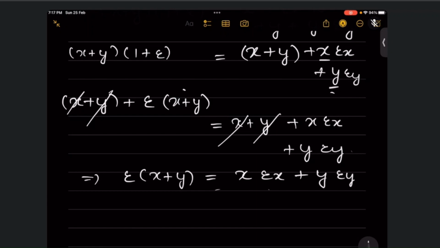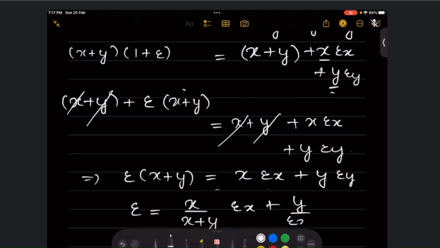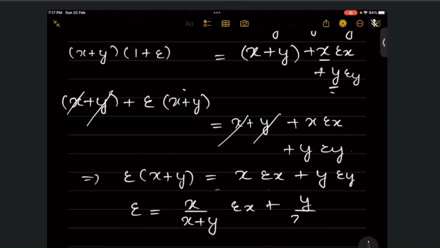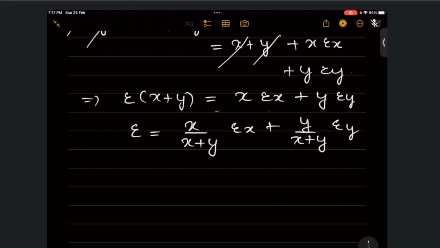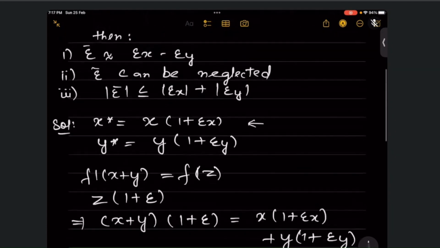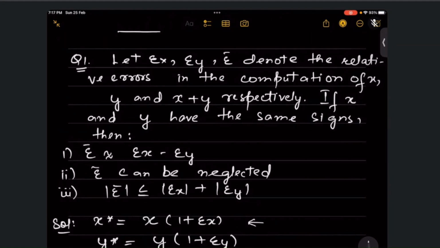Understood till here? Yeah. Now we will divide by x plus y on the right side and we will get something like this, y upon... now, what the question was asking us is that ex is the error associated with x, and ey is the error associated with y, and now we have to comment about the error associated if we add x plus y, right?